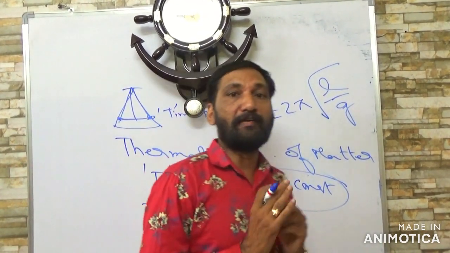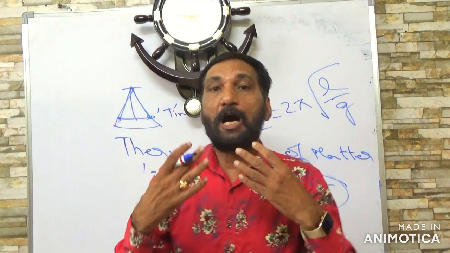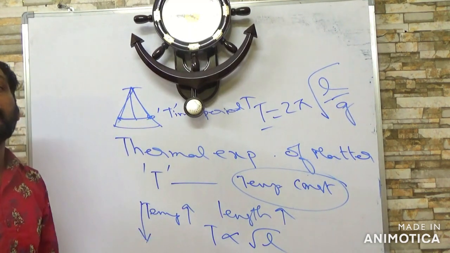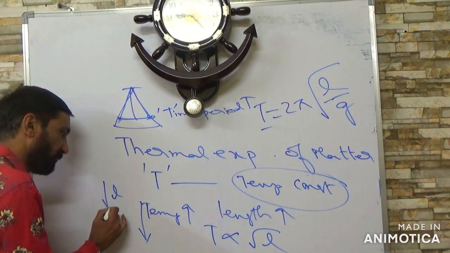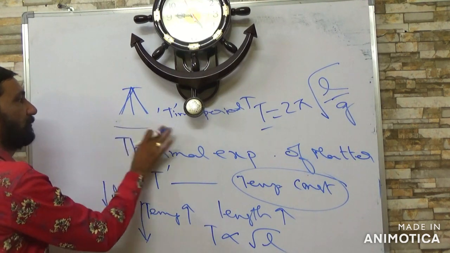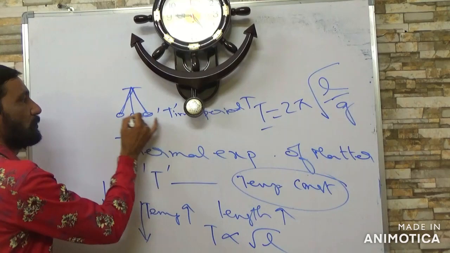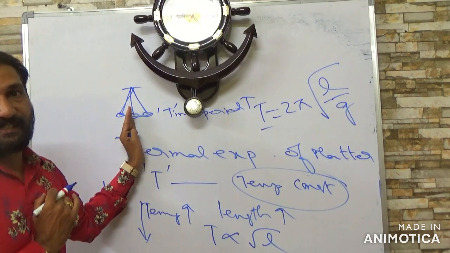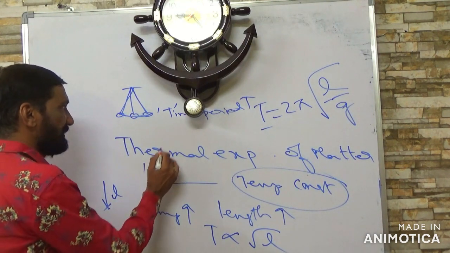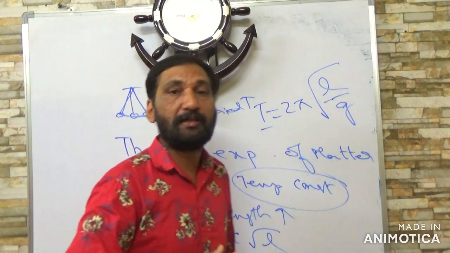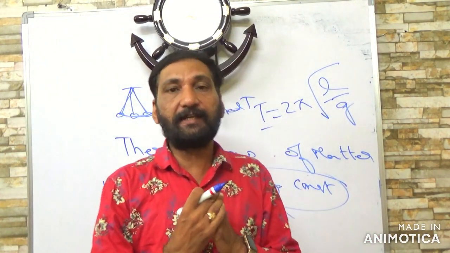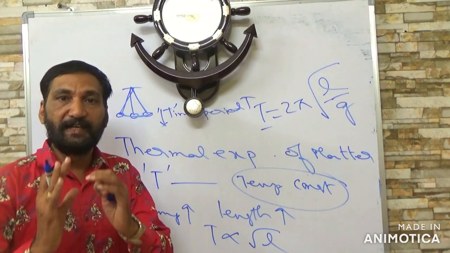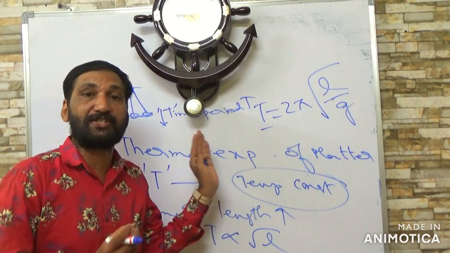Now in winter season, the outside temperature will be less, so temperature decreases, and the corresponding length also decreases. It means it will become short. So the time taken by it will also decrease. That means time period decreases. It means each oscillation is completed quickly. So that is why a pendulum clock always goes fast in winter season. Why? Because each oscillation is taking less time.